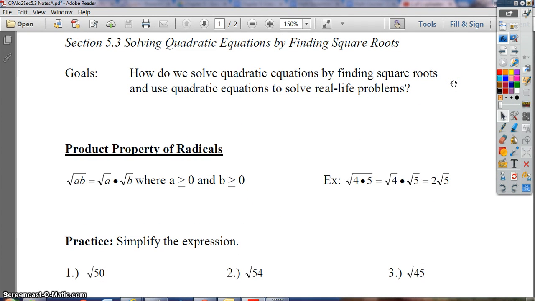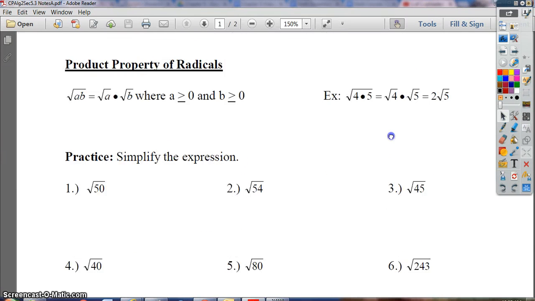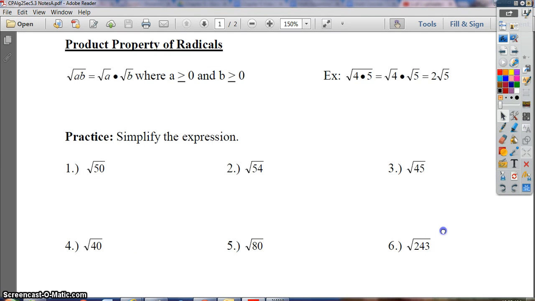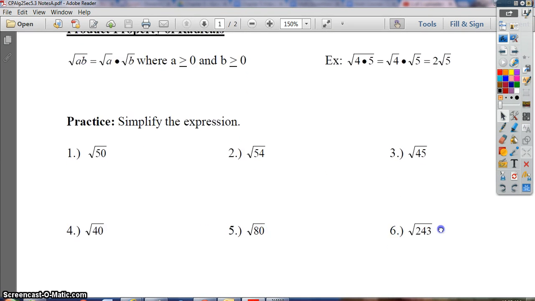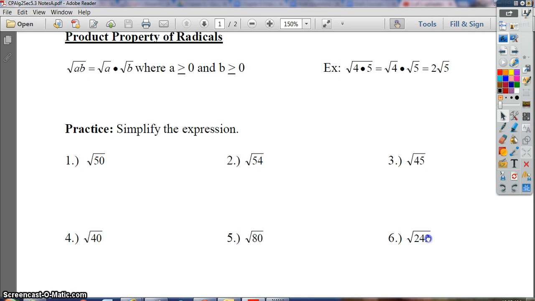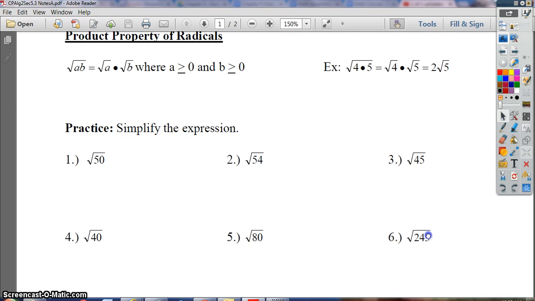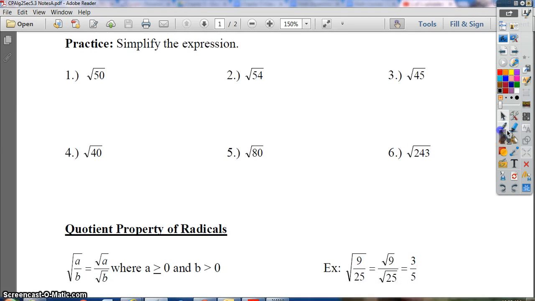How do we solve quadratic equations by finding square roots and use quadratic equations to solve real-life problems? Okay, so a little bit involved here. Okay, this one you shouldn't find too bad. We're going to break down radicals. Hopefully this is a review. Remember, you can't take the square root of a negative, so you can't take the square root of a 0 or a positive. That's what that's basically saying.